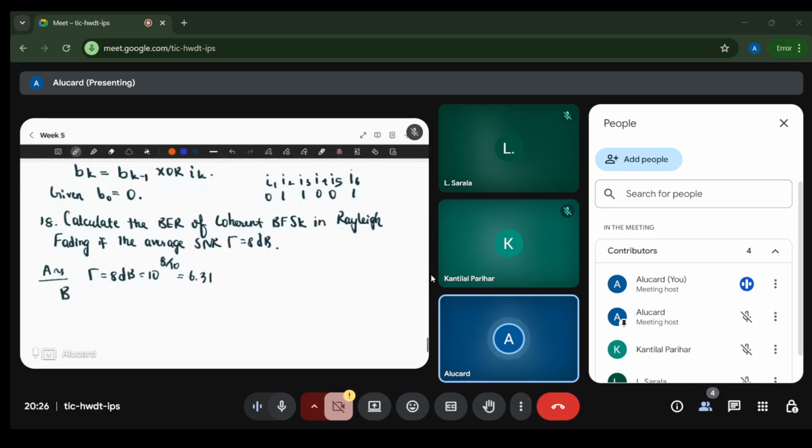Now, BER of coherent BFSK for Rayleigh fading is given by half of 1 minus square root of gamma divided by 2 plus gamma.